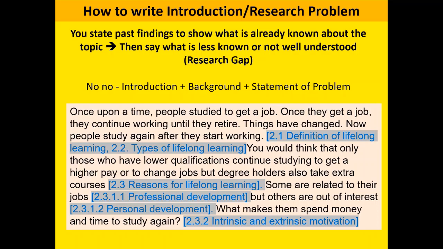Degree holders also study again. Yes, more citations to support this. And why they do it? Maybe they want to get promoted because they got better skills. Citation again. Others out of interest because they want to make friends for networking. They want to learn other skills for self-development. Also citations. So you see that this one is telling us what we already know. And then we raise the question, why people who are highly educated already still want to spend time and money to study again?